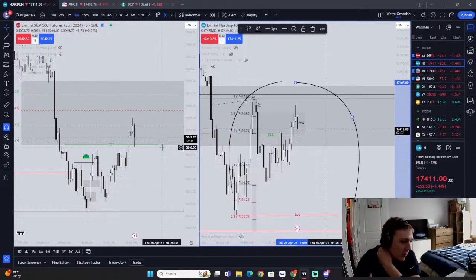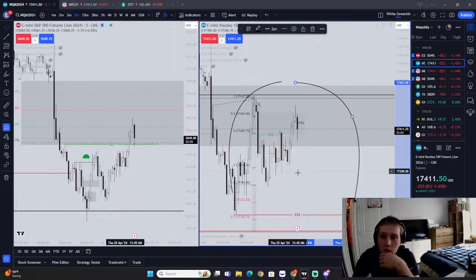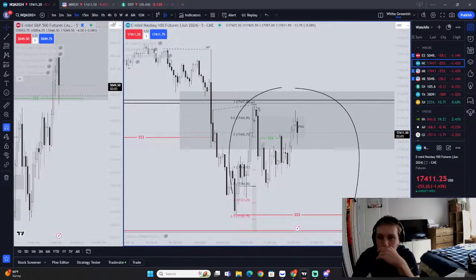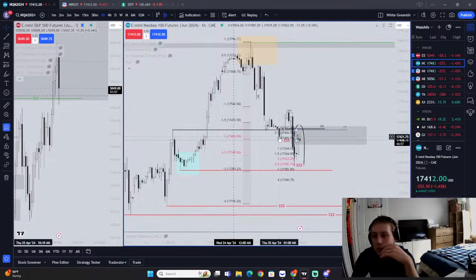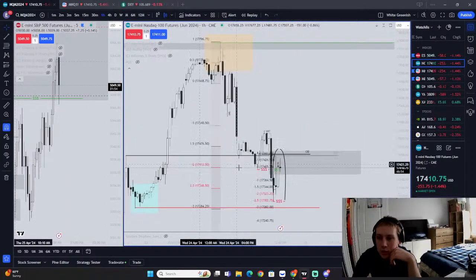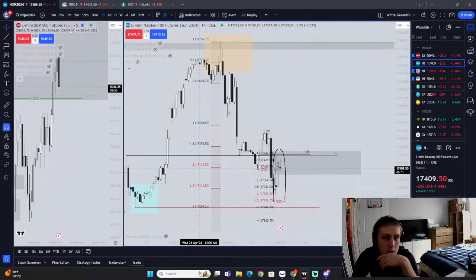NQ 1 hour breaker plus 1 hour fair value gap. We're rejecting from that. Let's zoom out. Yeah, breaker, fair value gap. I didn't even notice that. My charts were kind of too cluttered. Low, high, lower low, breaker. Everything looks great here. Everything looks fantastic here.